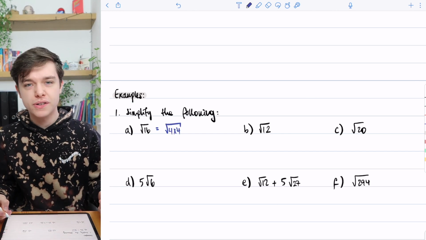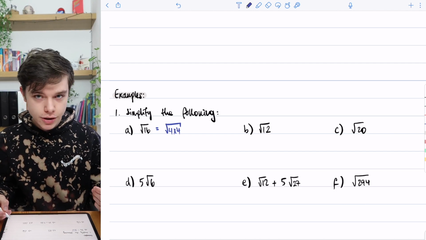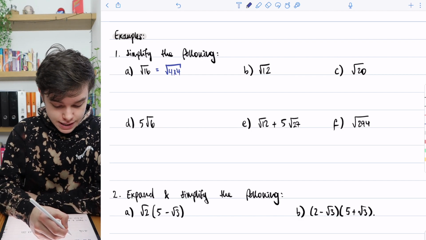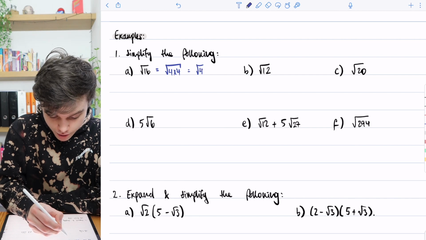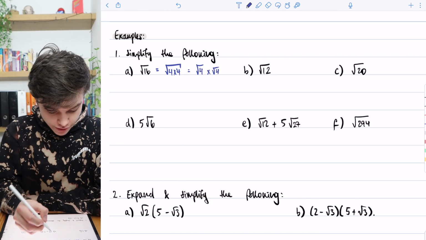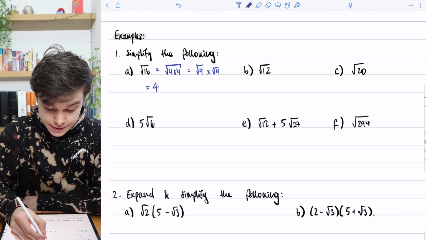Because we know what 16 is. Now 16 is a square number, so we can just write down the answer, but I'm going to do it in terms of the rule. So the square root of 16 we can write as the square root of 4 times 4, and then we can distribute the square root of 4 times the square root of 4, and then we've got the third rule there, and that is just 4. So the square root of 16 is 4.